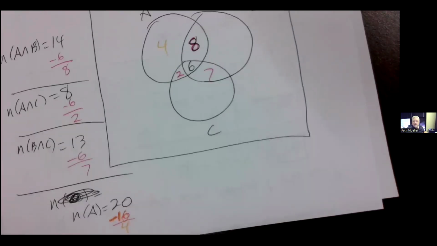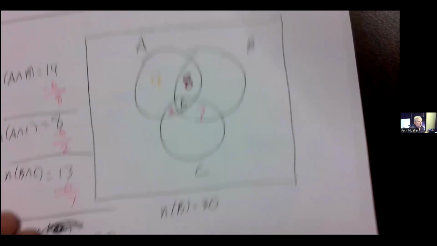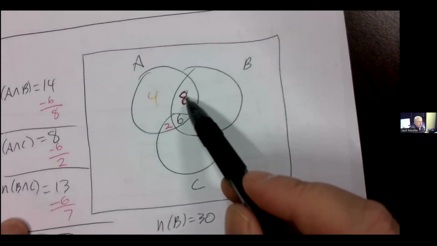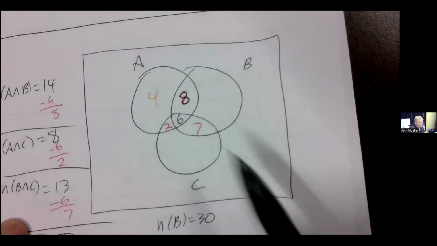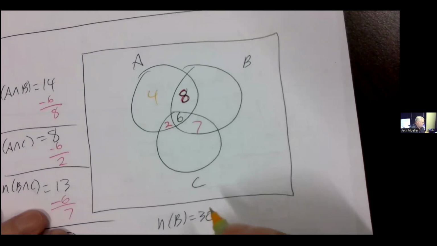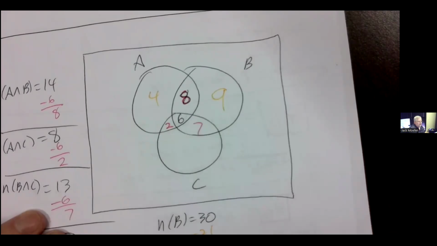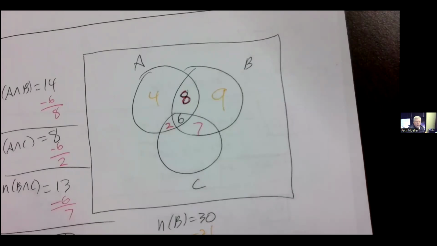So what do you know about B? B has 30. So in B, we've accounted for, let's see, 8 and 6 is 14. 14 and 7 is 21. Subtract 21, we have 9. So 9 are only in B, and then 30 total. So hopefully you're kind of getting the flow, right? So now we go to C.